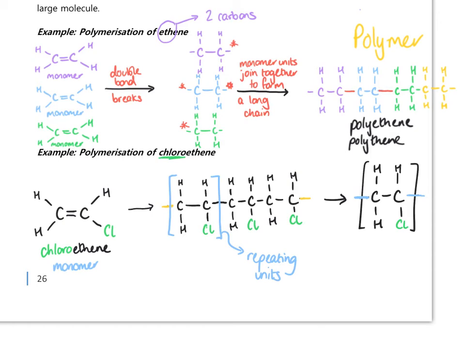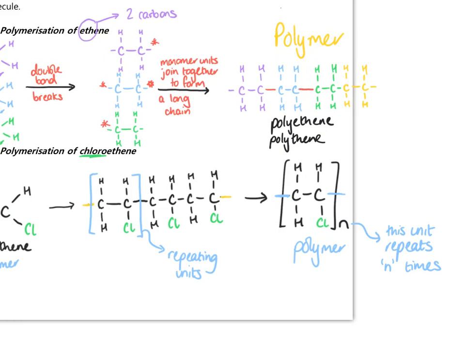And how we represent that multiplies and that adds on multiple times is that we put a little n in the bottom right hand corner outside the square brackets. So essentially this unit repeats n times, and that then represents our polymer. So that's a general representation for the polymer. So we put our repeating unit inside, put square brackets around it, and put an n in the bottom right hand corner to represent that this repeats n times. So you might want to add that to your diagram. This unit repeats n times.